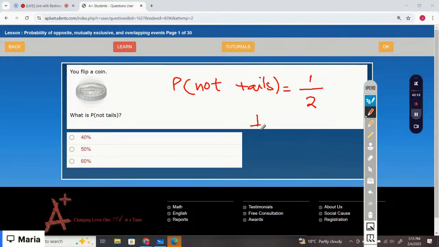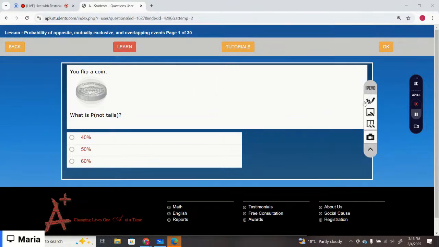You have to convert it into percentage form. So multiply by 100. That is 50%. Option number 2 is the correct option. Very good. That is 50%. Option 2 is the correct option.